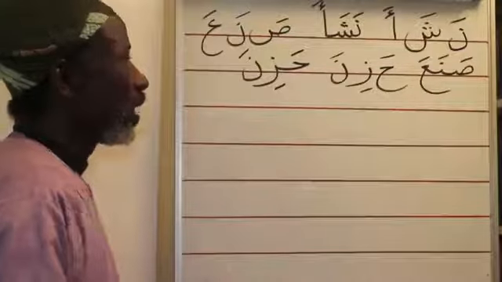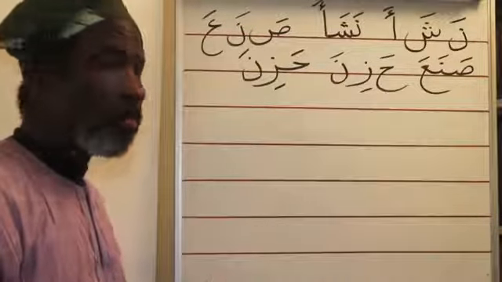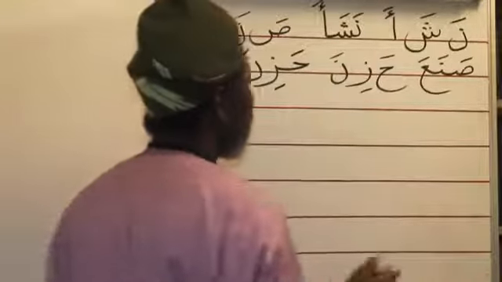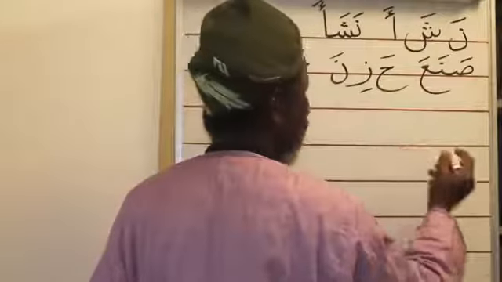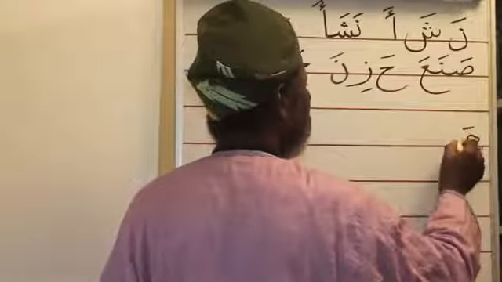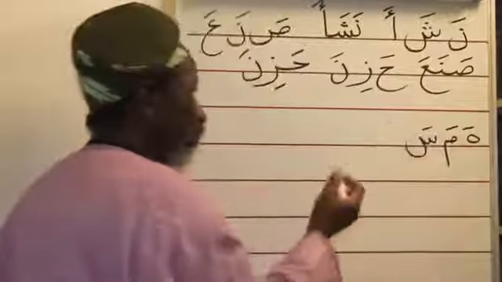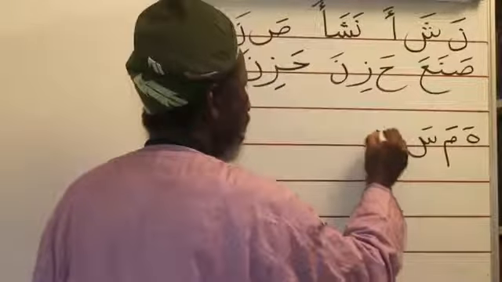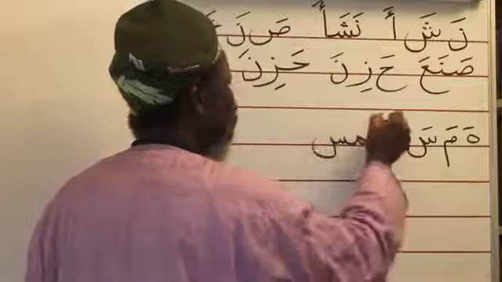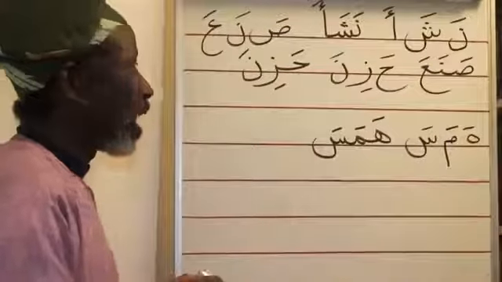After the noon, the next letter is ha. We're still on page 40. Ha at the beginning. Hamasa. So we have ha. Now isolate mim, and then sa. Joint format. Ha, ma, sa. Hamasa.